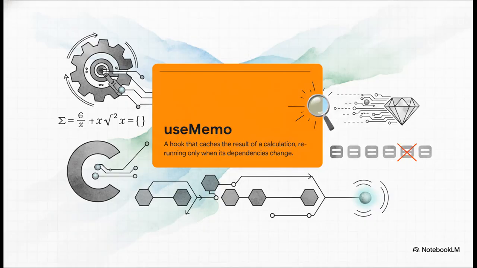Okay, so now let's talk about useMemo. This is different. While React.memo saves the entire component's output, useMemo is for saving the result of one specific expensive calculation inside your component. Think of it like caching a value. It runs the calculation once, saves the result, and only reruns it if one of its dependencies changes.